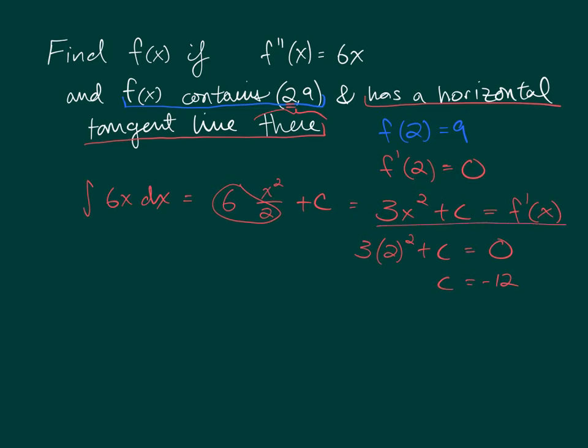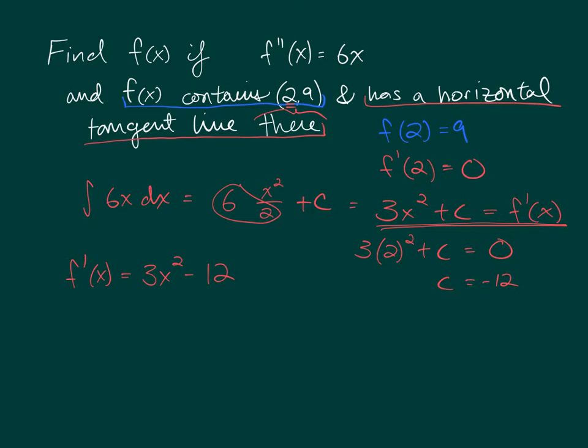So this first derivative here is really f prime of x equals 3x squared minus 12. We actually have to go back and substitute that minus 12 back in for c so we can get this first derivative here. And then we just repeat the process.